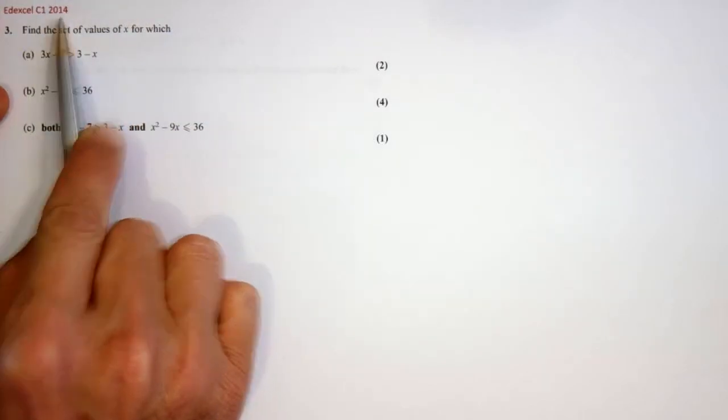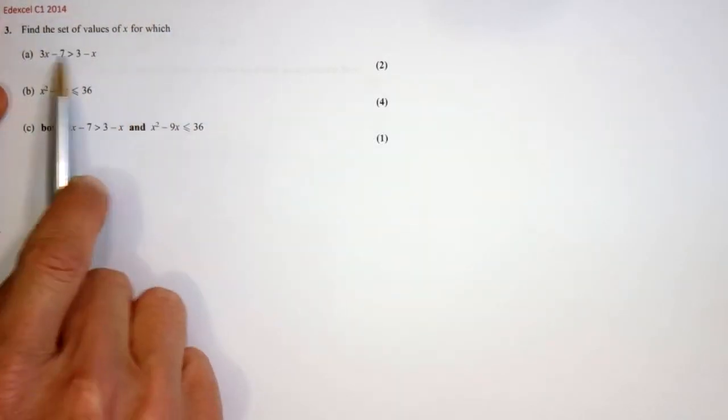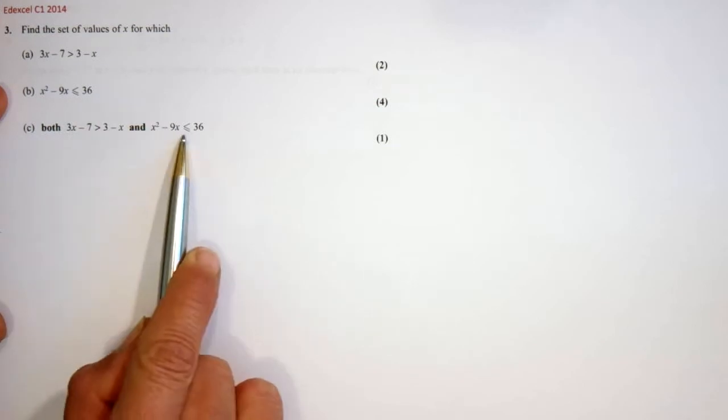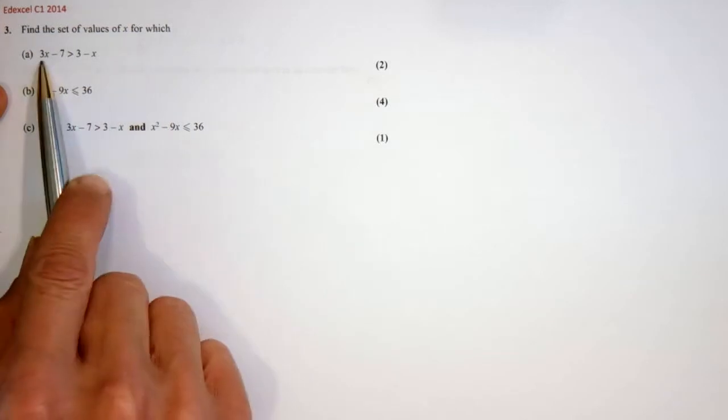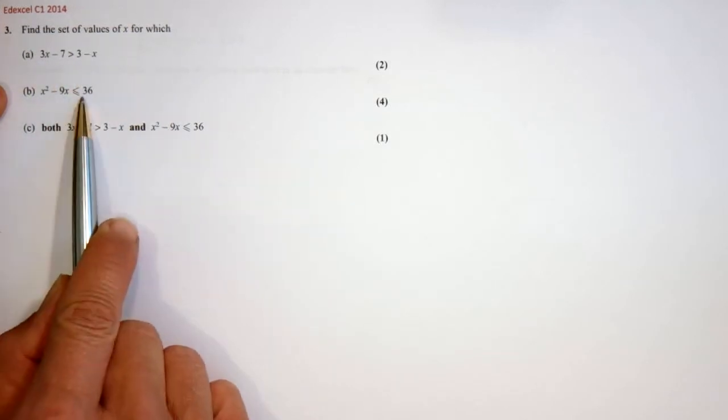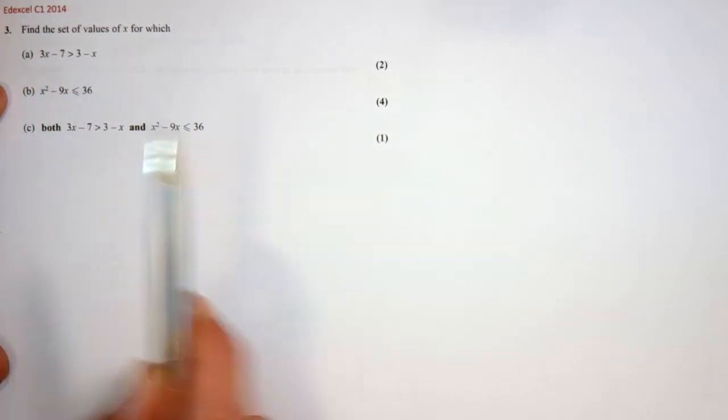Edexcel C1 2014, question 3. Looking at the questions, we've got inequalities. Find the set of values of x for which... So the first one is linear, the second one is quadratic, and the third one is the intersection of those two.